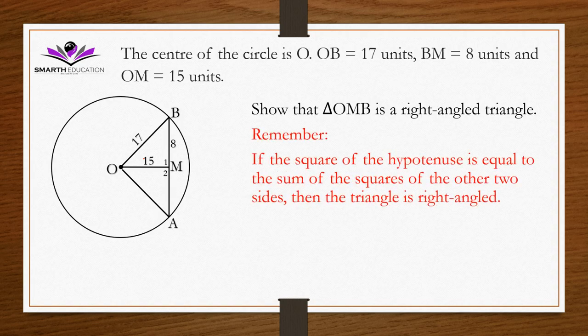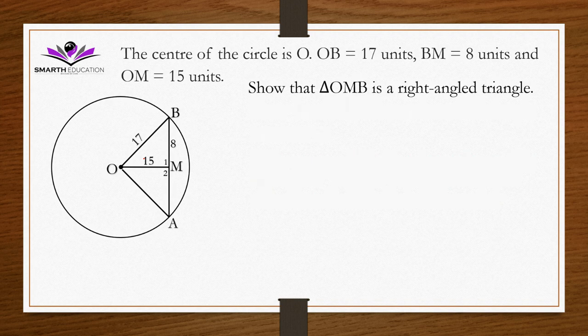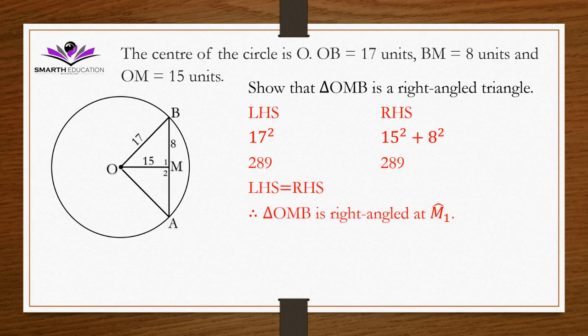Okay, remember that if the square of the hypotenuse is equal to the sum of the squares of the other two sides, then the triangle is what? Is right angled. We can even say if the square of the longest side, because before we prove that a triangle is a right angled triangle, we cannot say the longest side is the hypotenuse. We can only say it's a hypotenuse once we have proved that a triangle is what? Is a right angled triangle. So, and then we have 17 squared is equal to 15 squared plus 8 squared, or it's the same like what we did there. And then we have that, so meaning that triangle OMB is a right angle triangle at M1.